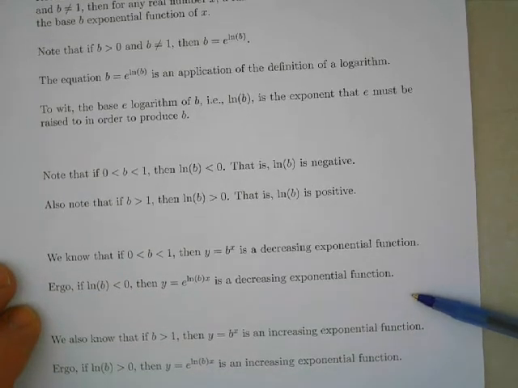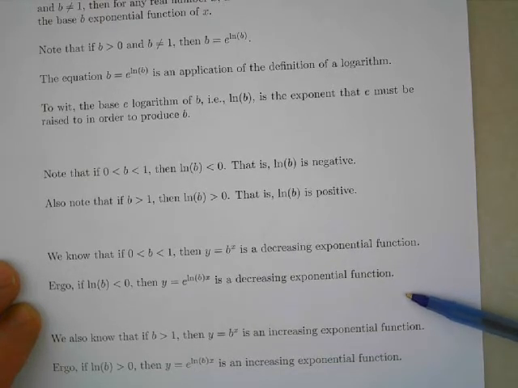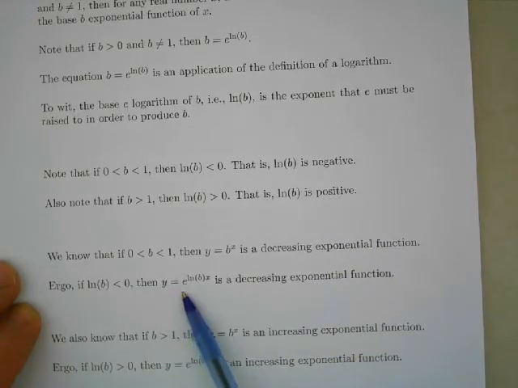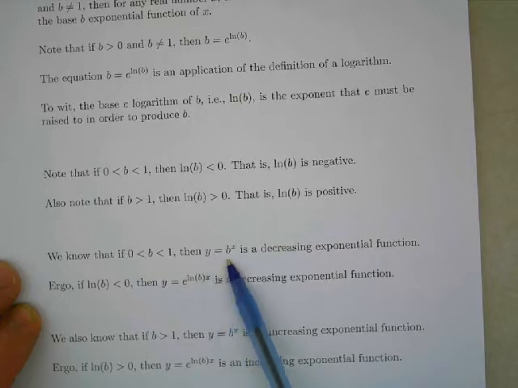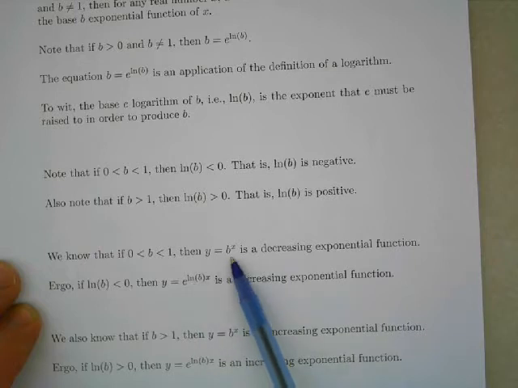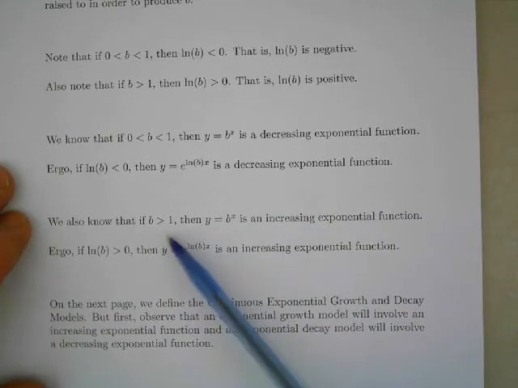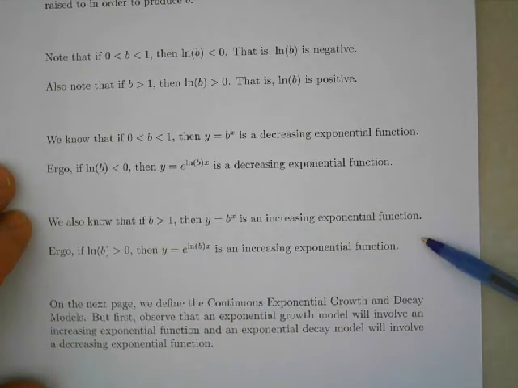Therefore, if the natural log of b is negative, then y equals the natural log of b times x is a decreasing exponential function. So y equals e to the natural log of b times x is equivalent to y equals b to the x, because e to the natural log of b is the same number as b. We also know that if b is greater than 1, then the exponential function y equals b to the x is increasing.